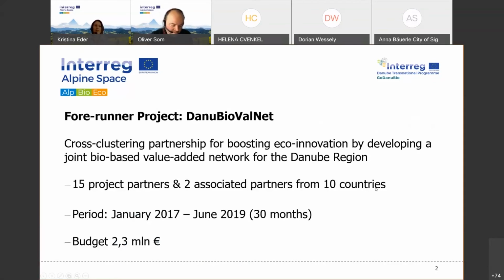Go Danube Bio is a follow-up of another Interreg Danube project called Danube Walnut. Danube Walnut was about cross-clustering partnership for boosting eco-innovation by developing a joint bio-based value-added network for the Danube region. In this forerunner project, we were 15 partners and 2 associated partners from 10 Danube countries. It lasted from January 2017 until June 2019, and we had a budget of 2.3 million euro.